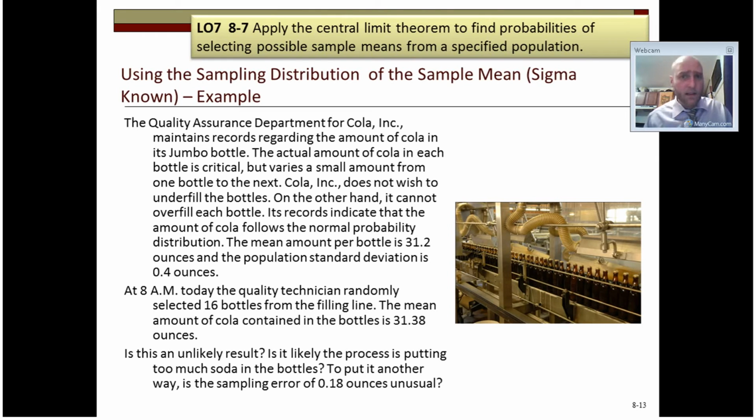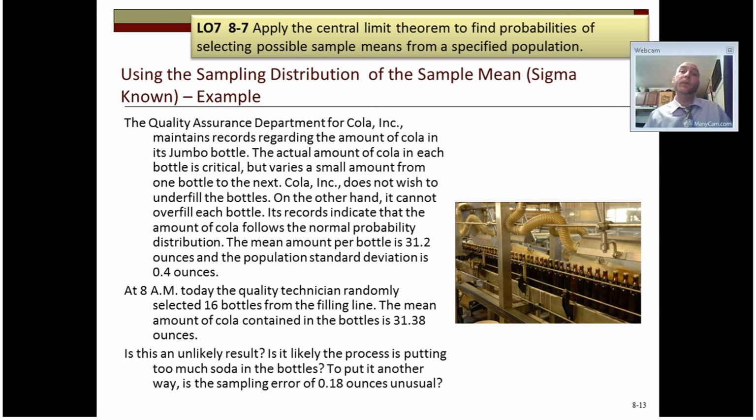If I get 16 bottles, and I find that the average of those 16 bottles is 31.38, how likely is it that that's within what they believe the variance should be? In other words, is the bottling process putting too much product into the bottle? Or is a sampling error of 0.18 unusual?